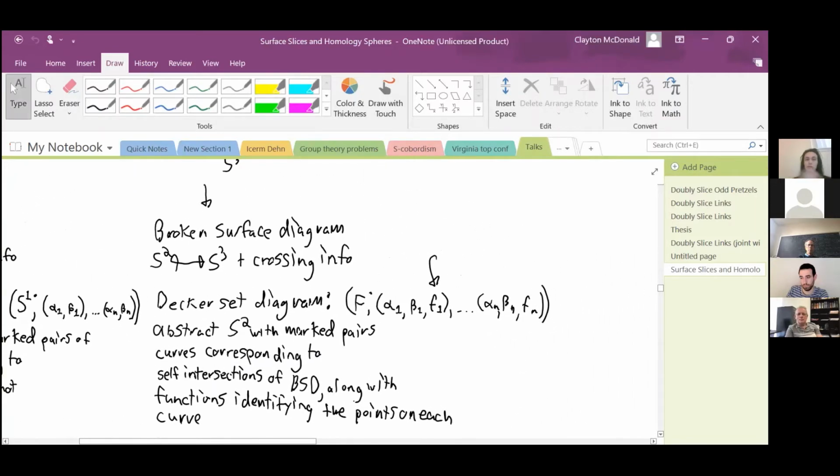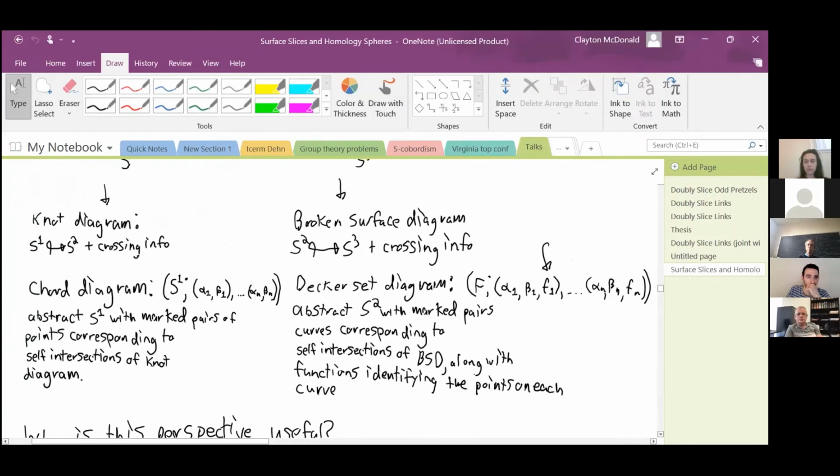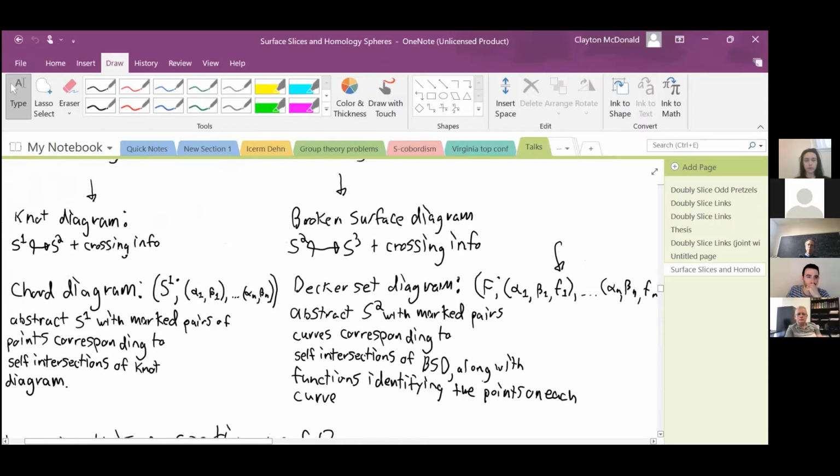So what is a Decker set diagram? It's the same idea. It's an abstract surface, S2 in our case, with marked pairs of curves or arcs corresponding to the self-intersections of the broken surface diagram, the immersed surface, along with functions identifying the points on each curve. We want the functions to make sure we know specifically how it's intersecting, like which point gets mapped to which other point in the projection. In chord diagrams you don't need that because you're only dealing with pairs of points, but it's nice to have those functions as well. So that's what alpha 1, beta 1, F1 is. F1 is the function.